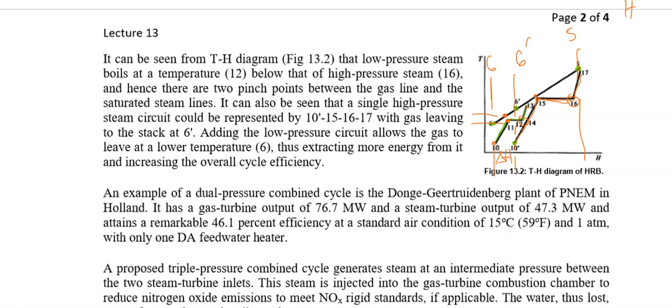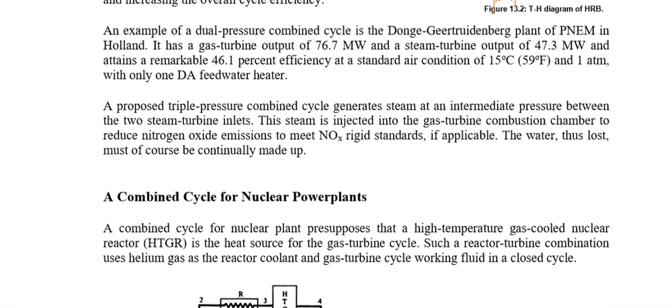So an example of a dual pressure combined cycle is the Donge Trottenberg plant of PNEM in Holland or Netherlands. It has a gas turbine output of 76.7 megawatt and a steam turbine output of 47.3 megawatt and attains a remarkable efficiency of 46.1 with only one deaerator feed water heater. You can have a triple pressure cycle, but the triple pressure cycle is normally used for the reduction of nitrogen oxide emission to meet the NOx standard, not the RIG standard.